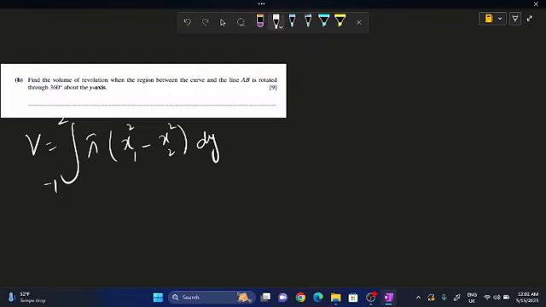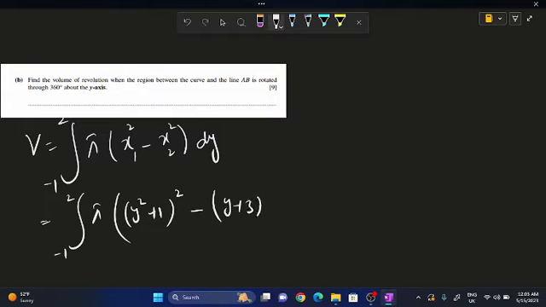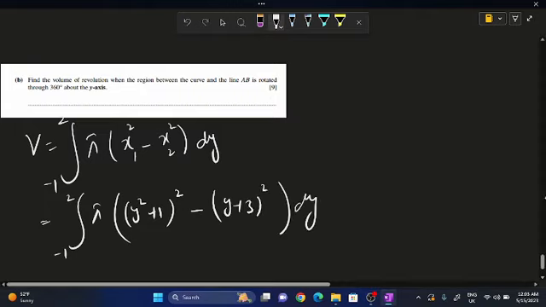x1 is basically what? x1 is the equation of the curve, just like I told you. So put the relevant values over here. Pi times x1 square, the equation of the curve is actually y square plus 1. So it would be (y square plus 1) whole square minus x2, what is x2? It is the equation of the line. So it would be (y plus 3) whole square. Integration is along the y-axis.